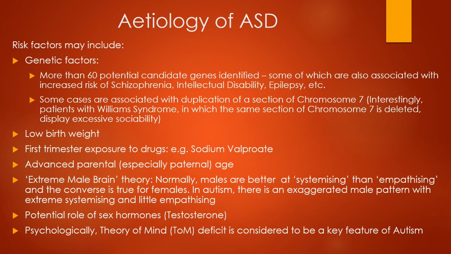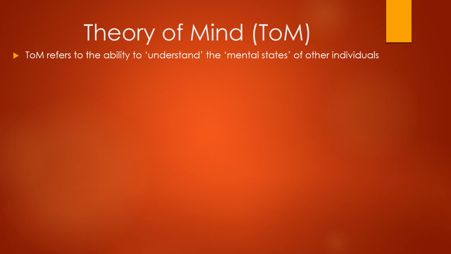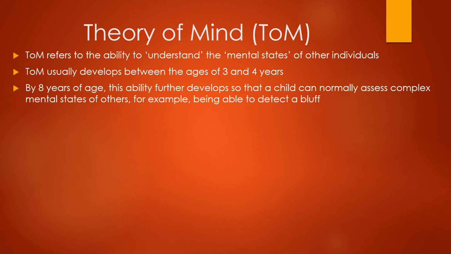Psychologically, theory of mind deficit is considered to be a key feature of autism. Theory of mind refers to the ability to understand the mental states of other individuals. This usually develops between the ages of 3 and 4 years. By 8 years of age, this ability further develops so that a child can normally assess even complex mental states of others, for example, being able to detect a bluff.